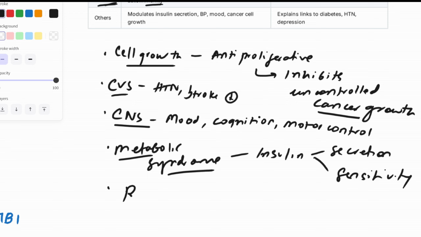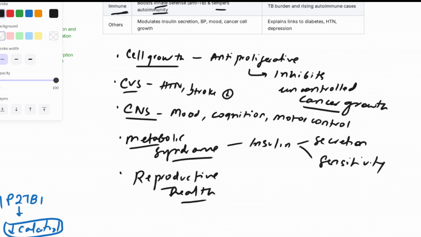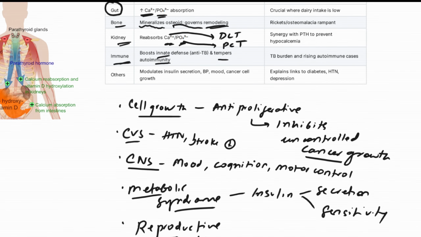Then there's the reproductive health. VDRs are found in reproductive tissues, for example ovaries, uterus, and testis. And vitamin D may play a role in fertility, also pregnancy outcomes, for example preeclampsia, gestational diabetes, and maintaining reproductive health.